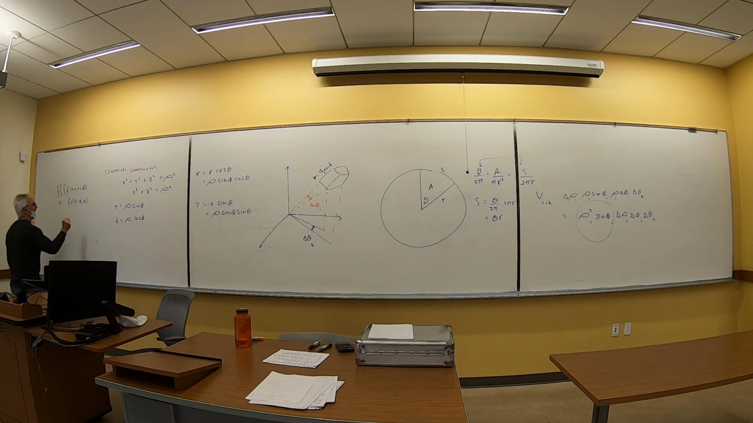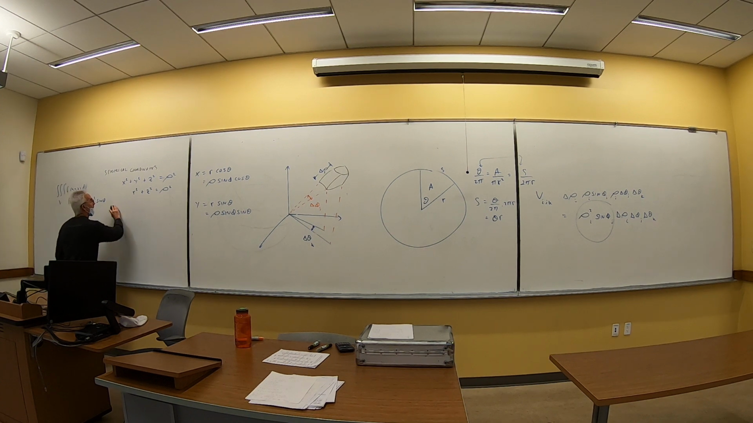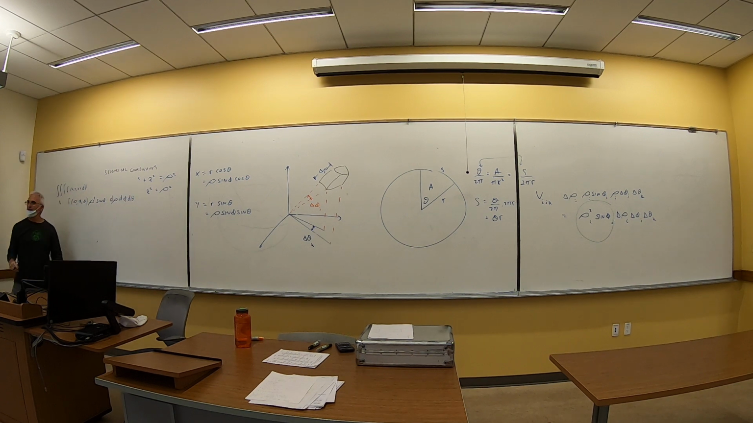But what's the big difference? I'm going to have a rho squared sine phi. Generally, you're going to go d rho, d phi, d theta. That's generally going to be your order of limits, because rho is usually going to be a function of phi or theta somehow, or it can be constant. But theta, like before, is probably going to go all the way around.